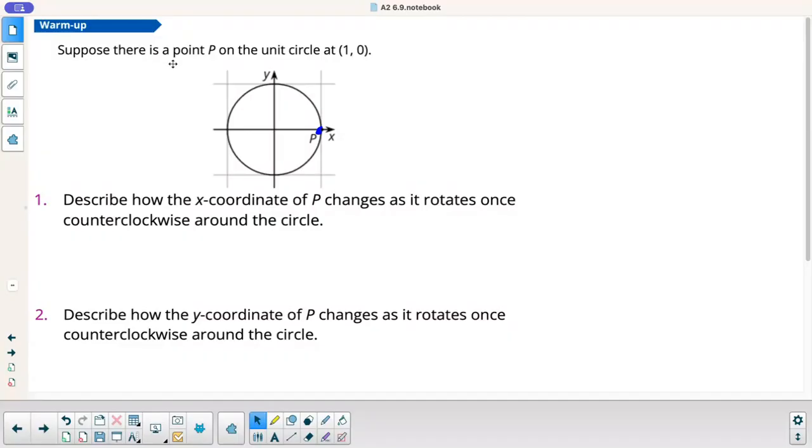All right, so suppose P is on the unit circle at (1, 0). Describe how the x-coordinate of P changes as it rotates once counterclockwise. So it's going to go all the way around the circle like that. And then describe how the y-coordinate changes. Okay, so go ahead, pause the video and see if you can describe the x and y coordinates.